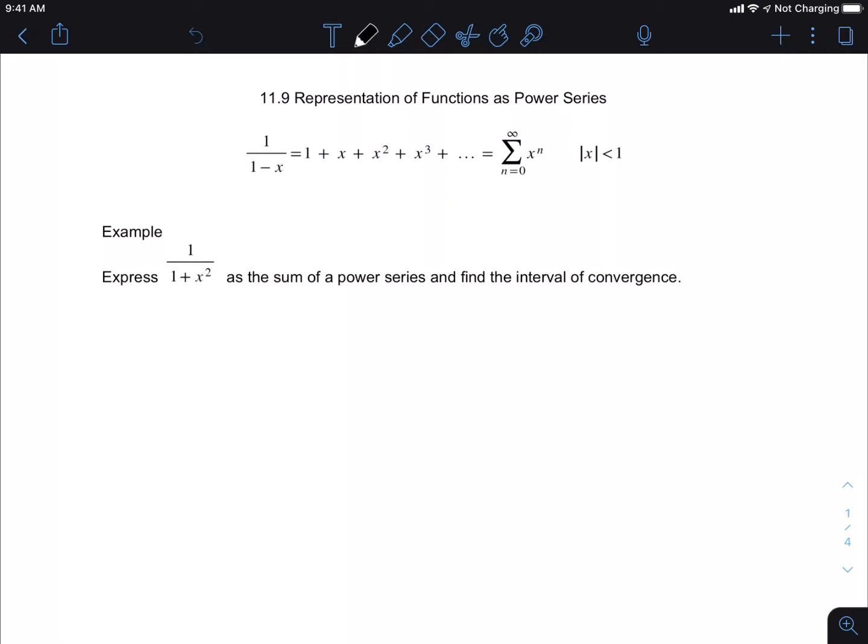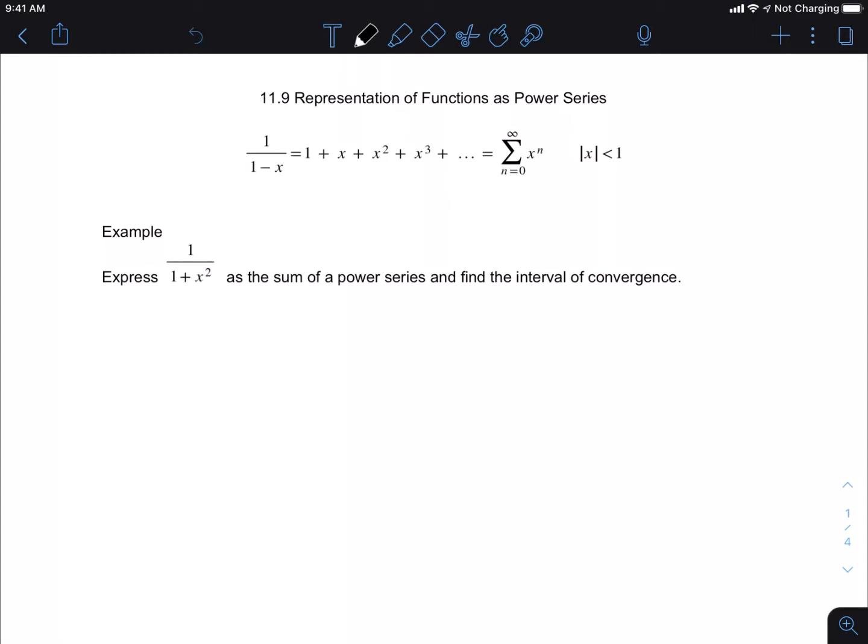But the one that we're going to start off with is this one here, where we have 1 over the quantity 1 minus x. It generates this series here. And this is it in summation form when the absolute value of x is less than 1 for the convergence. And so let's use an example of this and see if we can generate something that is going to be useful for us.